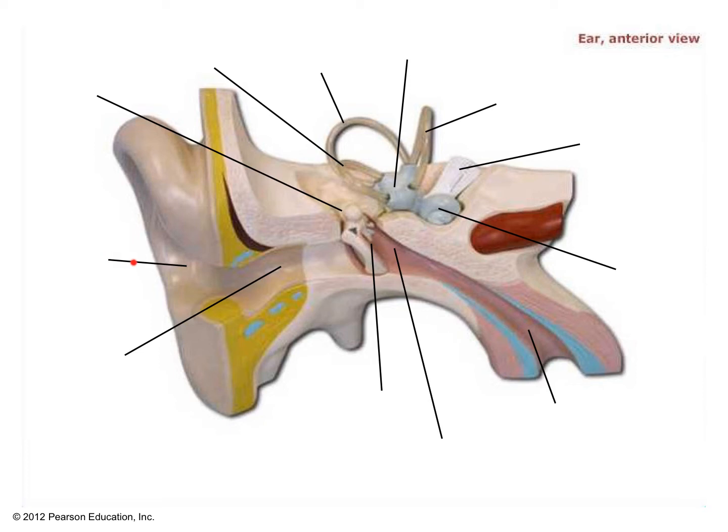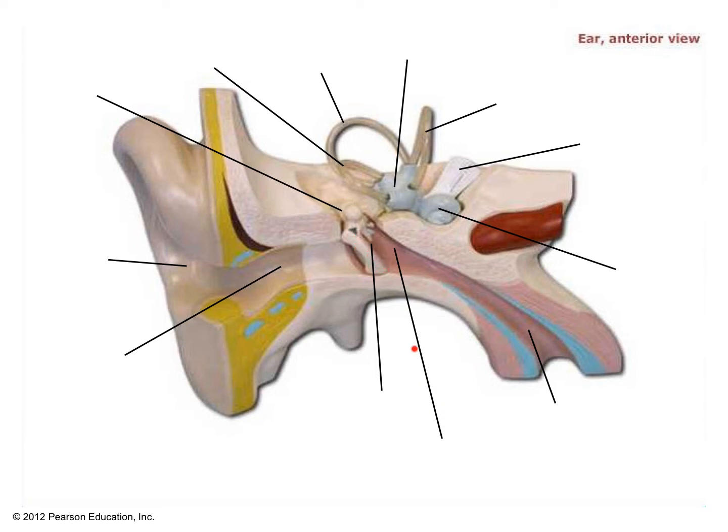All right, this line is pointing to the auricle. A-U-R-I-C-L-E. It funnels sound waves into the next part, which is this line, the external acoustic meatus. All right, this line right here, this one's pointing to the tympanic membrane, also known as the eardrum.